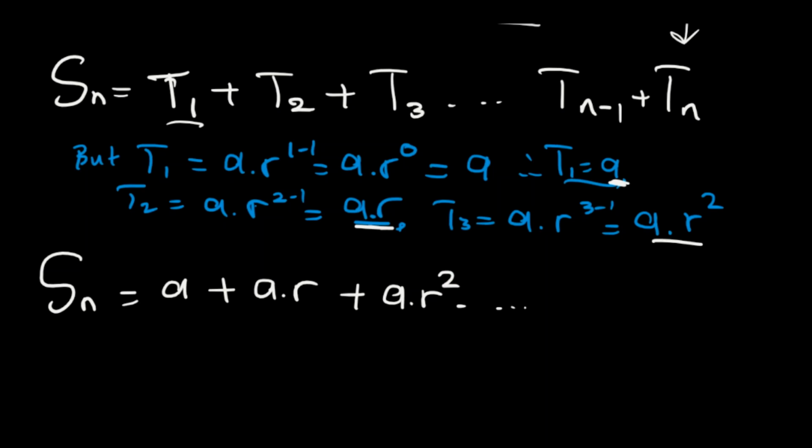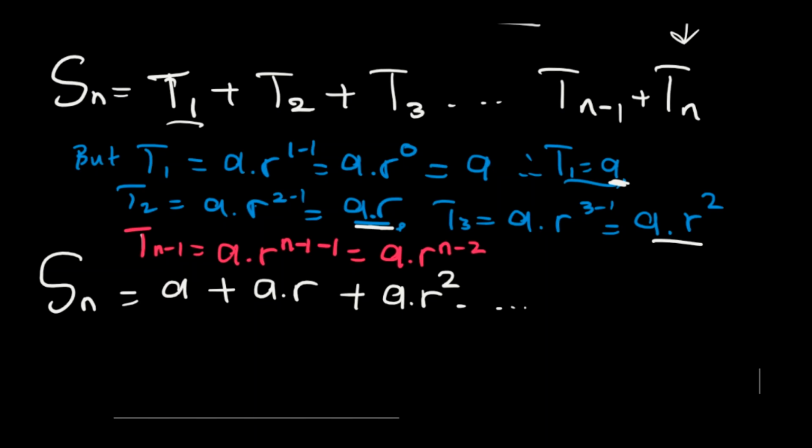So what is T of n minus 1? Let me use a different color. T of n minus 1 is equal to a multiplied by r to the power of, where there's n, you're going to substitute n minus 1, and then there's going to be that minus 1, so you're going to have a multiplied by r to the power of n minus 2. So that is T of n minus 1, right?